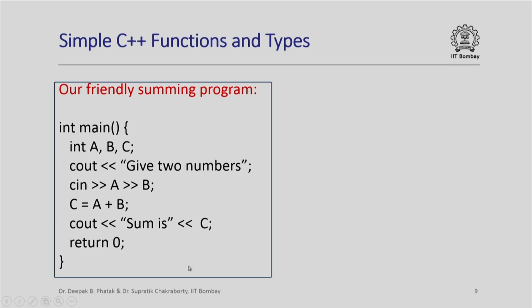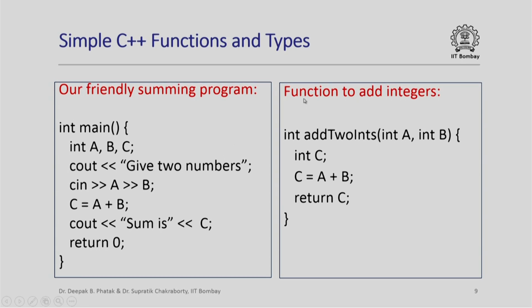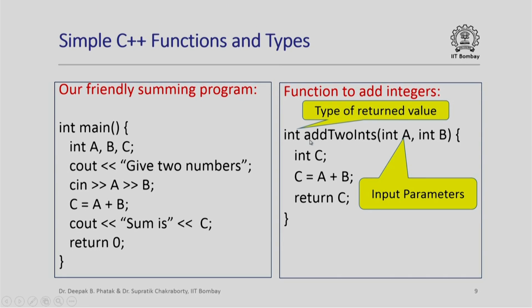This was a friendly summing program that we had seen in an earlier lecture. It reads in 2 numbers and outputs their sum. Now, I could also write a function to add integers which takes 2 parameters called a and b, computes their sum and returns that value. Note that a and b are input parameters, and they also have names and types. The function itself returns a value of a certain type.